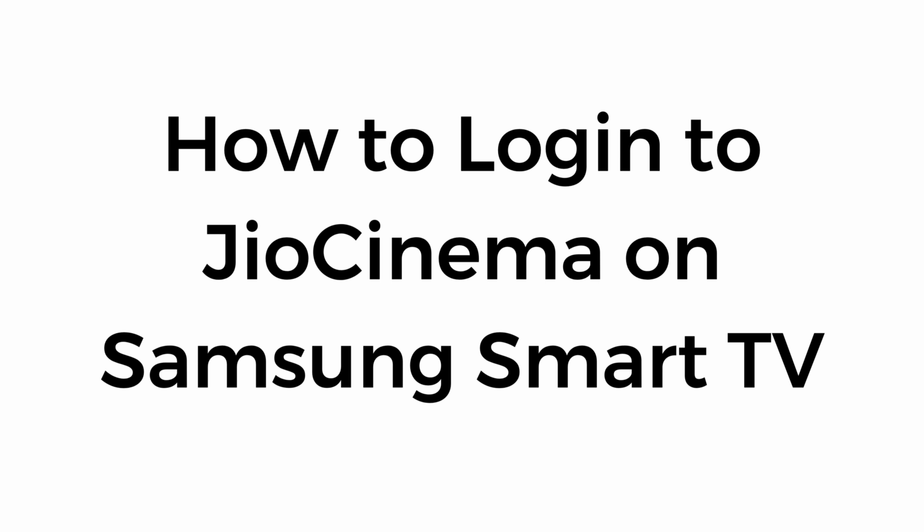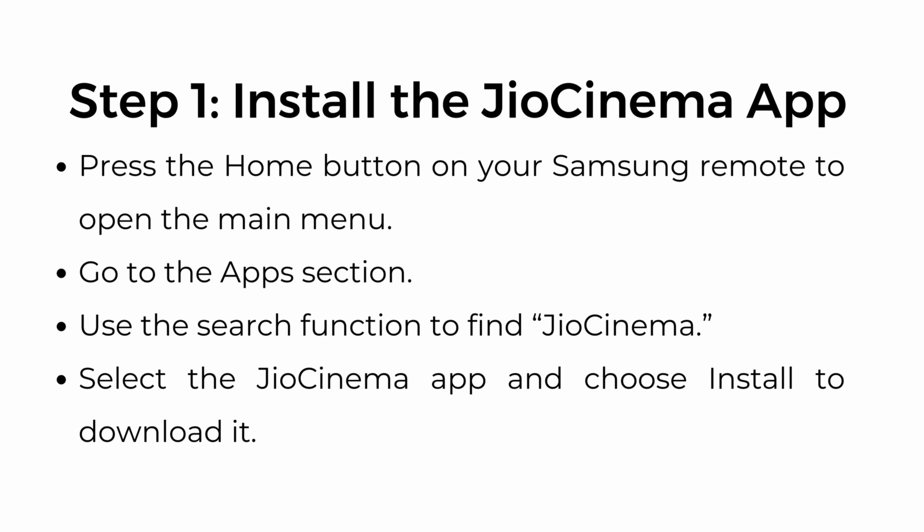How to log into JioCinema on Samsung Smart TV. Step number 1. Install the JioCinema app. Press the home button on your Samsung remote to open the main menu. Go to the apps section. Use the search function to find JioCinema. Select the JioCinema app and choose Install to download it.